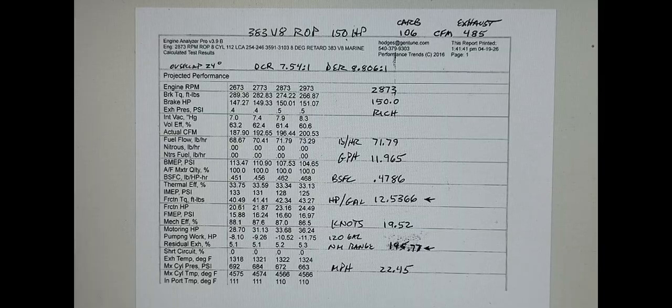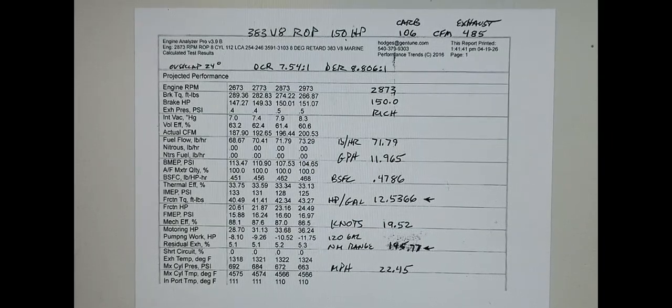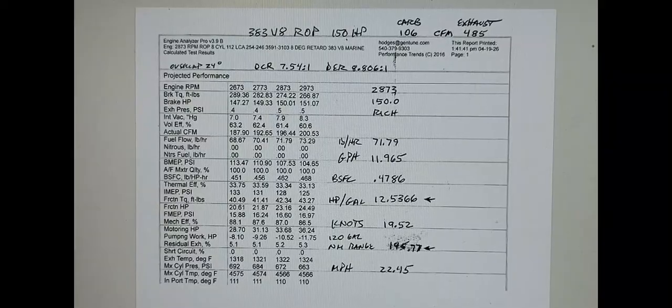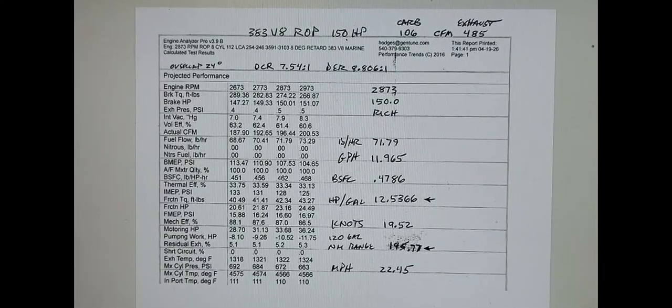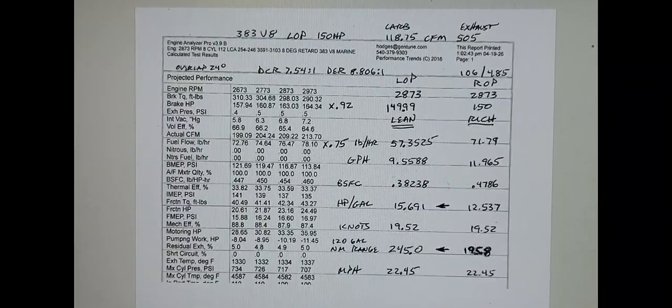Here we're doing 150 horsepower, rich of peak, and we've got 12.537 horsepower per gallon, and we've got a 195.77 120 gallon nautical mile range.